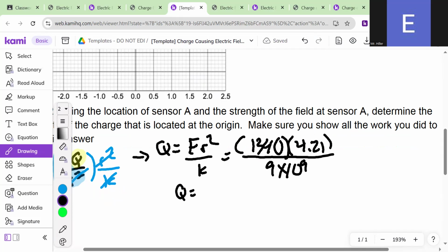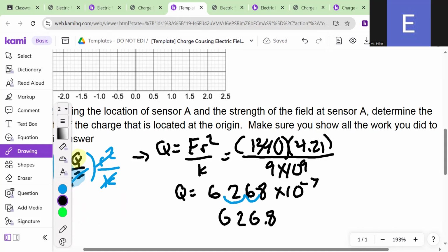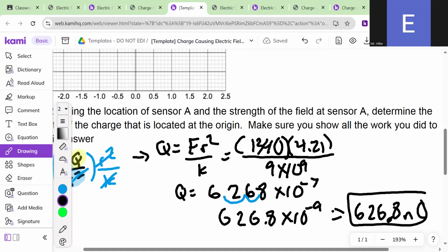All righty, I am getting 6.2268 times 10 to the negative 7. Now, if I play around with the exponents here and move a little bit over, I get 626.8 times 10 to the negative 9. Well, that would be 626.8 nanocoulombs. Right, so there's my charge.